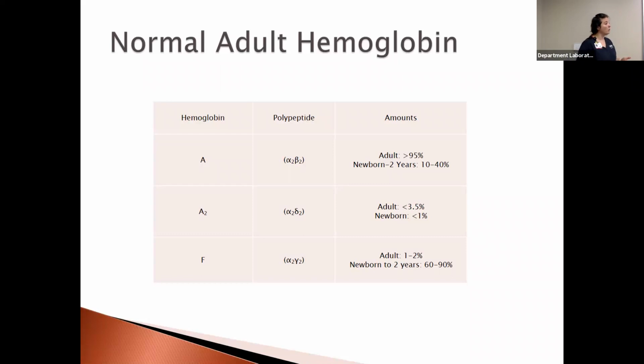So when newborns are first born, their predominant hemoglobin is going to be hemoglobin F, which is fetal hemoglobin, comprised of 2 alpha chains, 2 gamma chains. And they should have anywhere from 60 to 90% hemoglobin F right after birth. And then you have your hemoglobin A2, which is 2 alpha chains and 2 delta chains. Does that make sense to everybody how these chains are combining together to form our hemoglobins? Okay.